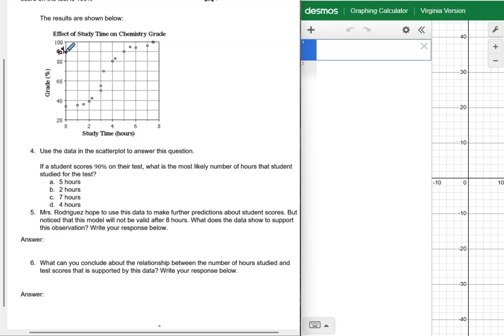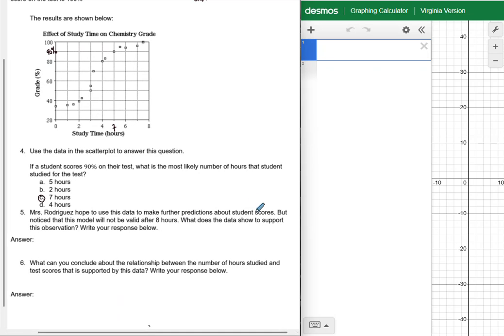How many hours did they likely study? So they probably studied about 7 hours, okay? Mrs. Rodriguez hopes to use this data to make further predictions about the student scores. But notice that the model will not be valid after 8 hours.